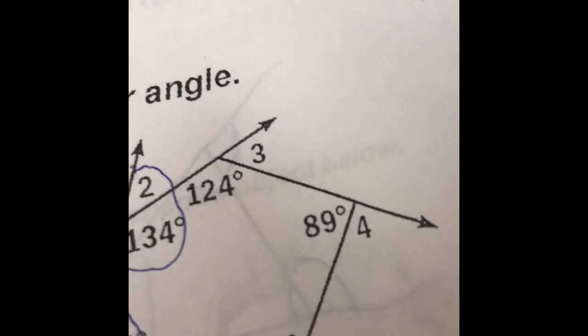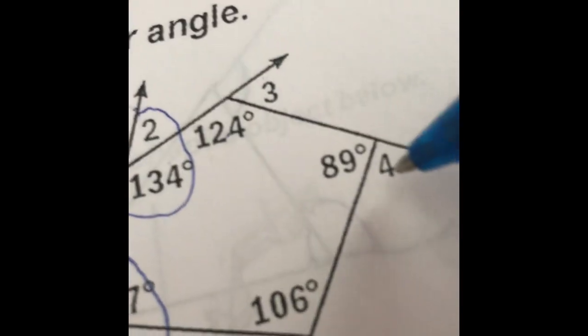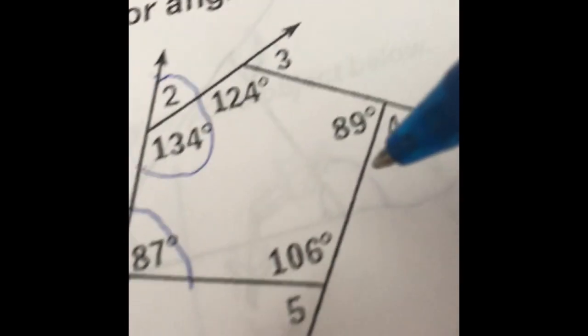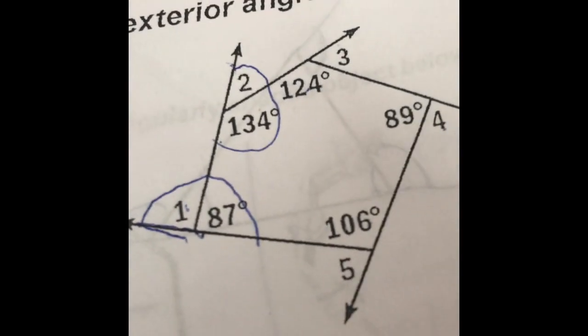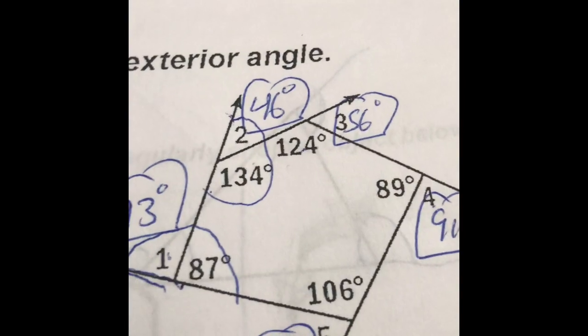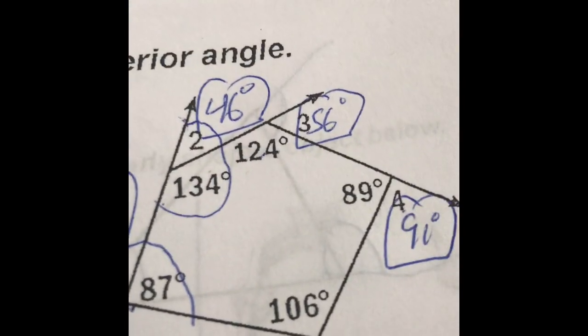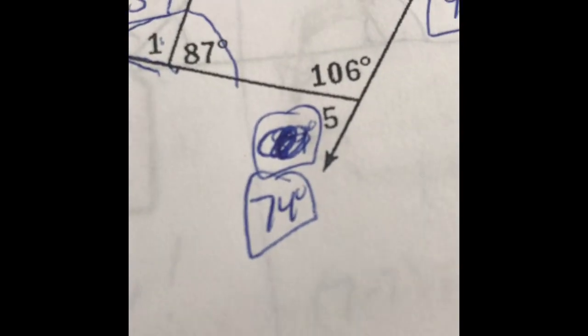The same thing for angle 3. Angle 3 has to be supplementary with 124 degrees. Angle 4 has to be supplementary with 89 degrees. And angle 5 has to be supplementary with 106 degrees. So why don't you go ahead right now and get all 5 angles. Pause the video. So angle 1 should be 93 degrees. Angle 2 is 46 degrees. Angle 3 is 56 degrees. Angle 4 is 91 degrees. And angle 5 is 74 degrees.